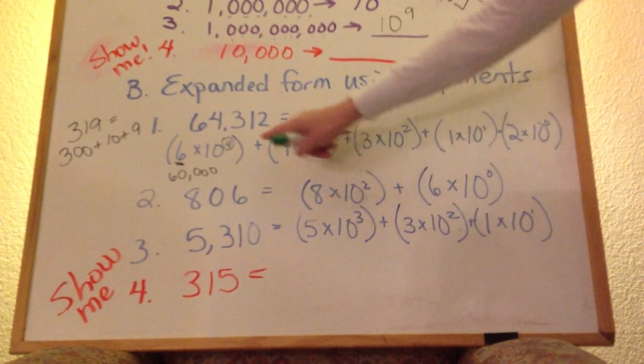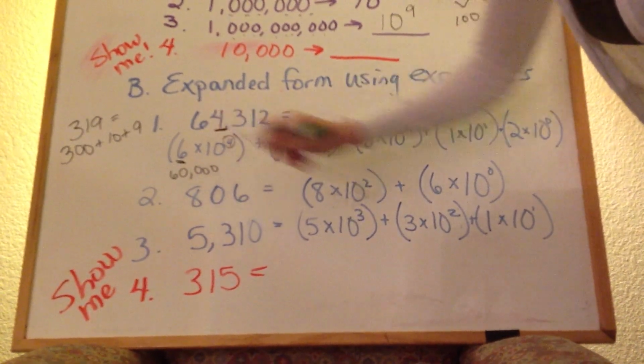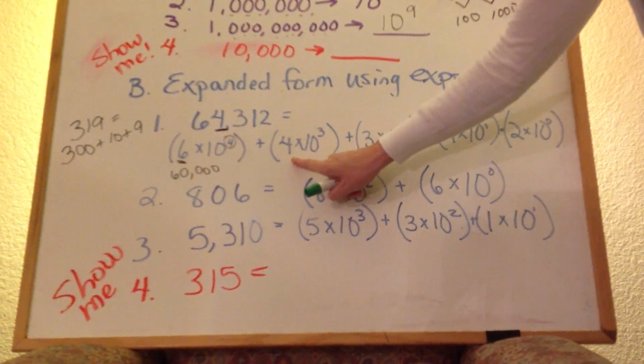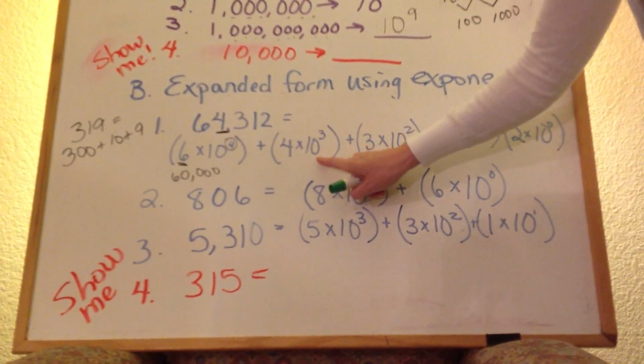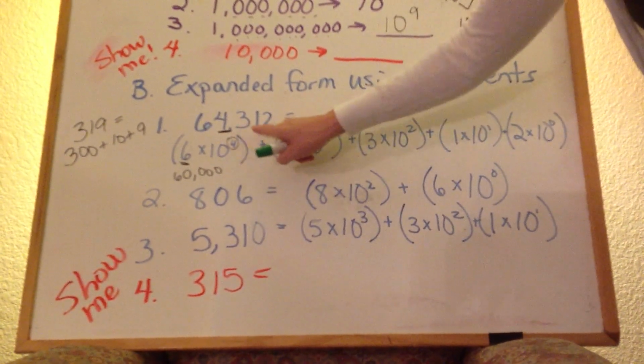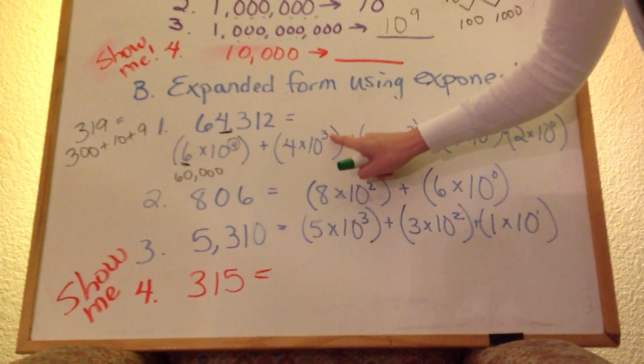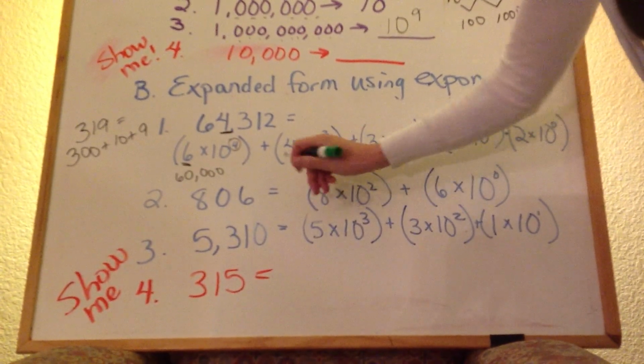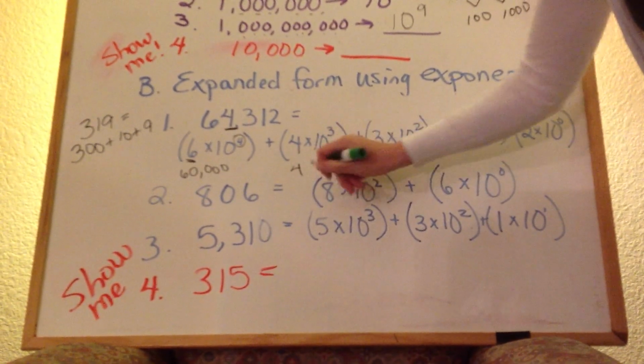Then we're going to add it to our next number. Our next number is a 4. So we say it's 4 times 10, and we count how many numbers are behind it. 1, 2, 3, to the 3rd power. Because really, that's a 4 with 3 zeros behind it.